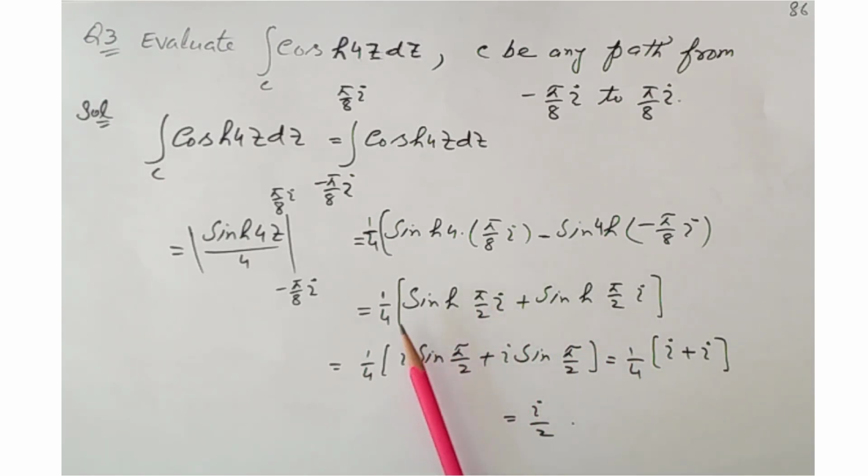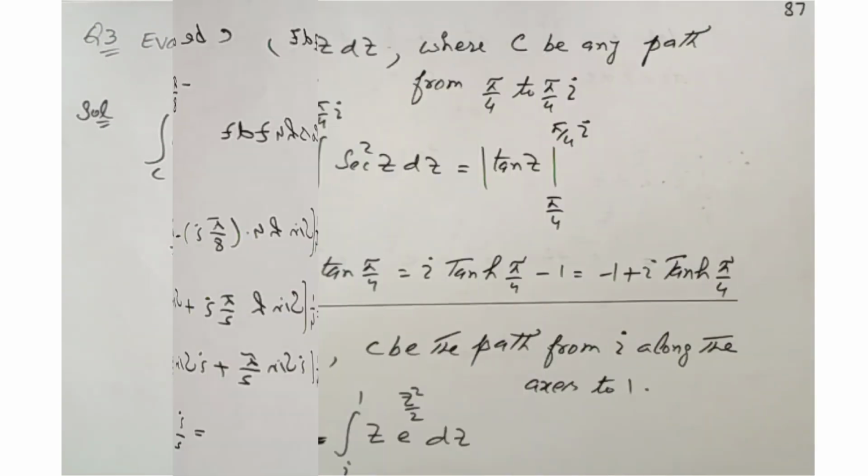Now sinh πi/2 becomes i sin π/2, and this also becomes i sin π/2. The value of sin π/2 is 1, so it becomes 2i/4, which is i/2. Now we start question 4.